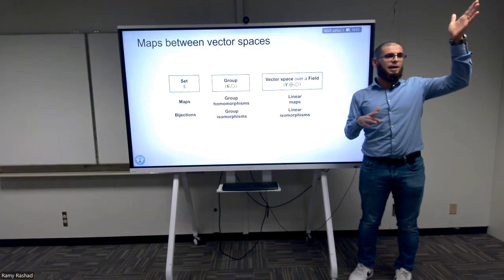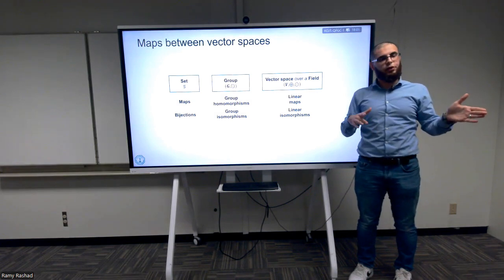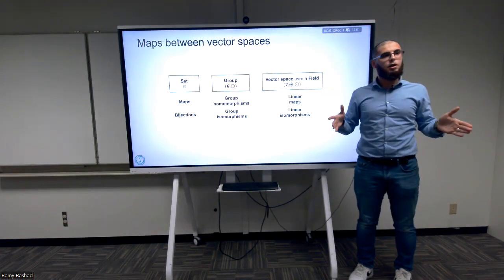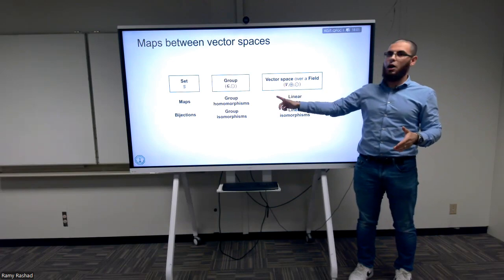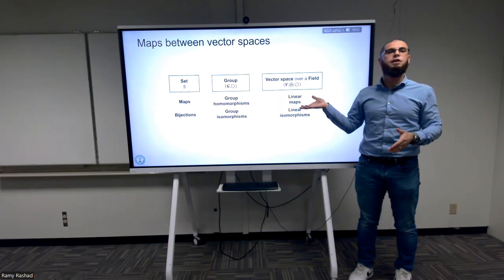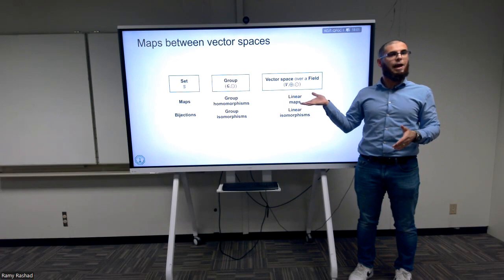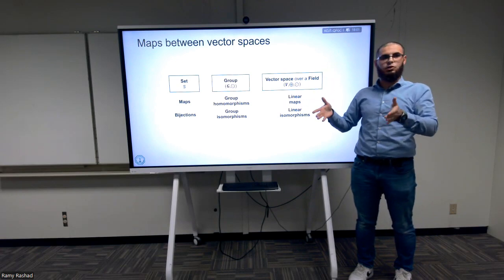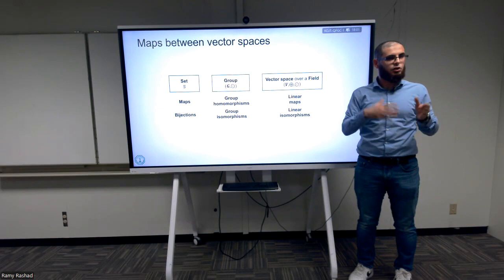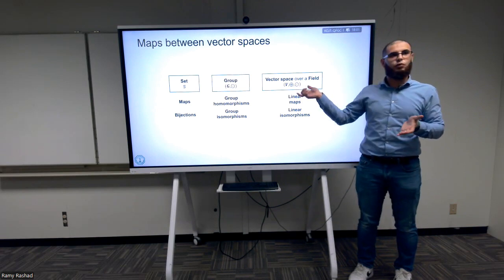If I give you a vector space Rn and another vector space Rm, what is the map that goes from Rn to Rm? We call it a linear map. Linear maps respect the vector space structure of whatever vector space you have. So this is the type of map that would respect it.